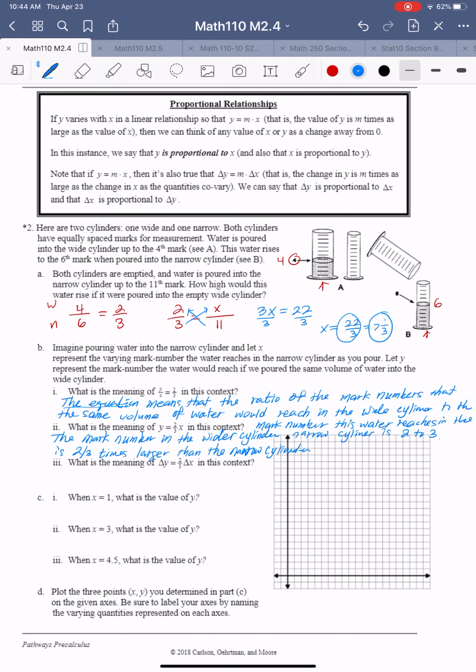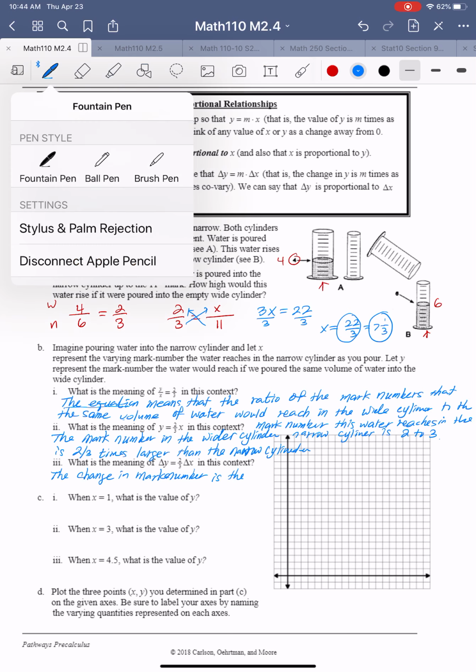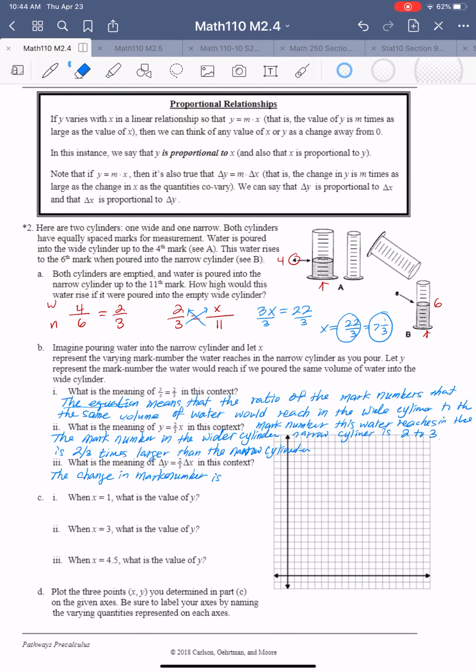And then number 3, since we have a delta, this is actually the change in mark number. It is also 2/3 times as large as the change in mark number in the narrow cylinder.